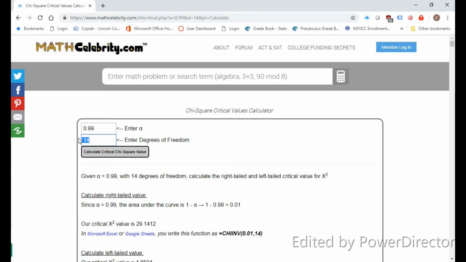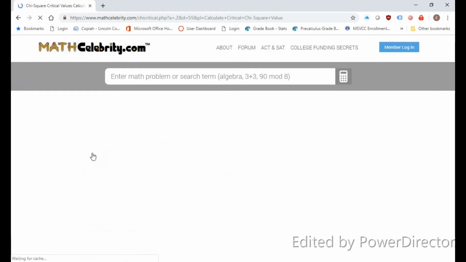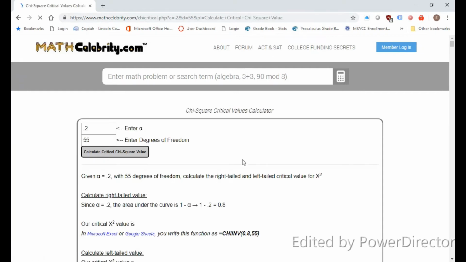Let's put in what we got first. So I'm thinking that we can put in our alpha and then 1 minus our alpha. So first we used an alpha of what? We used an alpha of 0.2, wasn't it? Isn't that what alpha was equal to before we divided? And then the degrees of freedom was what? 55. So let's see if that gives us what we need.